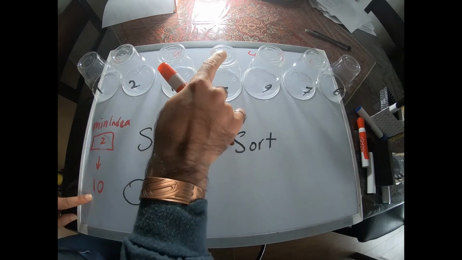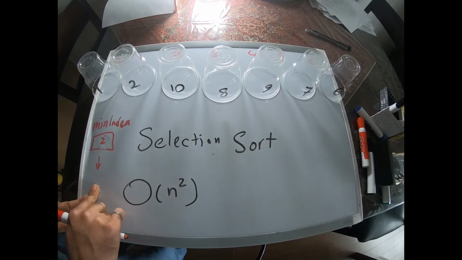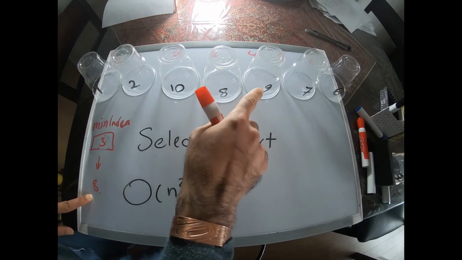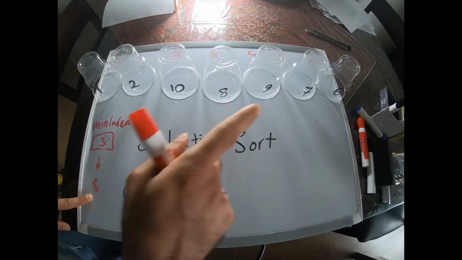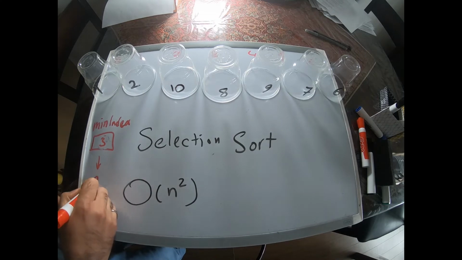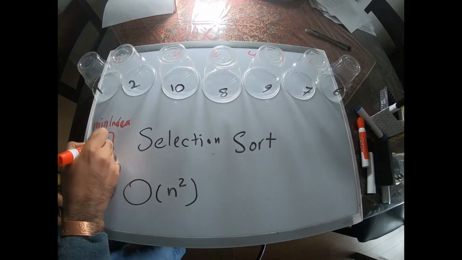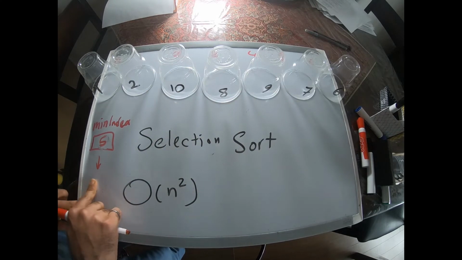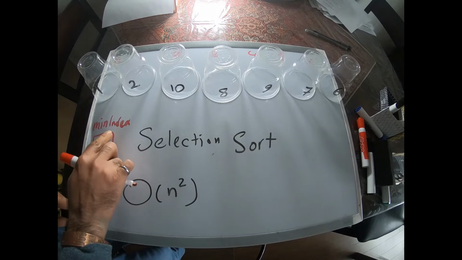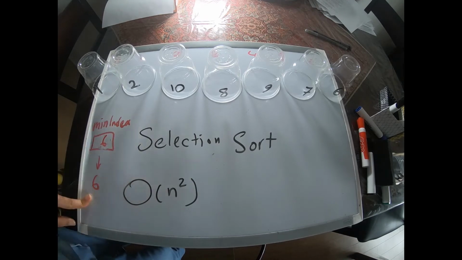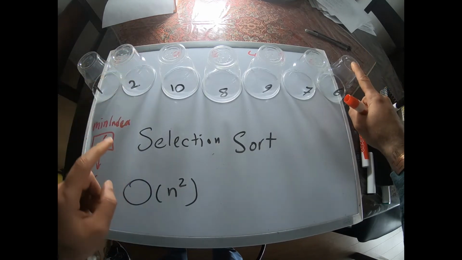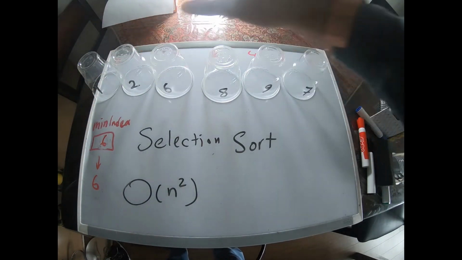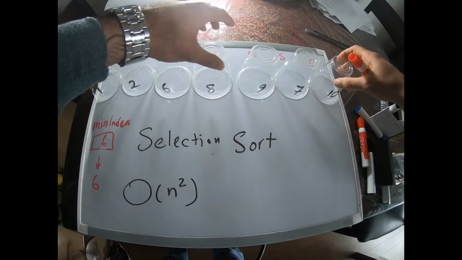I compare 10 and 8. This is smaller, so the minimum index becomes 3. I compare 8 and 9. This is smaller. 8 and 7. 7 is smaller, so the minimum index becomes 5. And 7 and 6. Still 6 is smaller, so 6 is gonna be the minimum number, and the minimum index is 6. I swap A[i] and A[min index]. So these two are gonna be swapped.